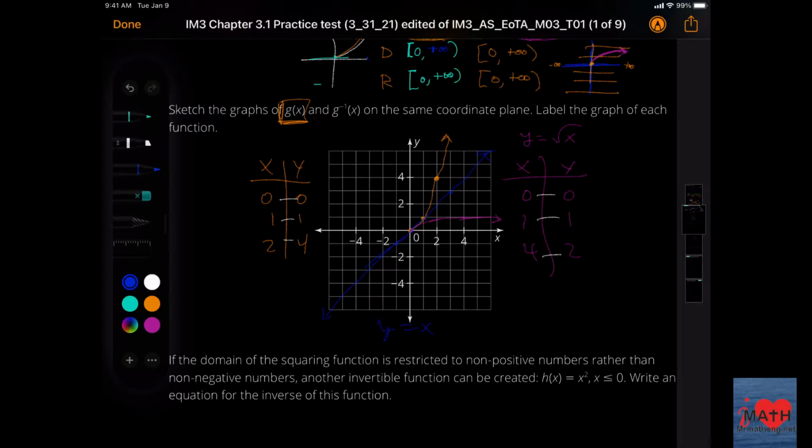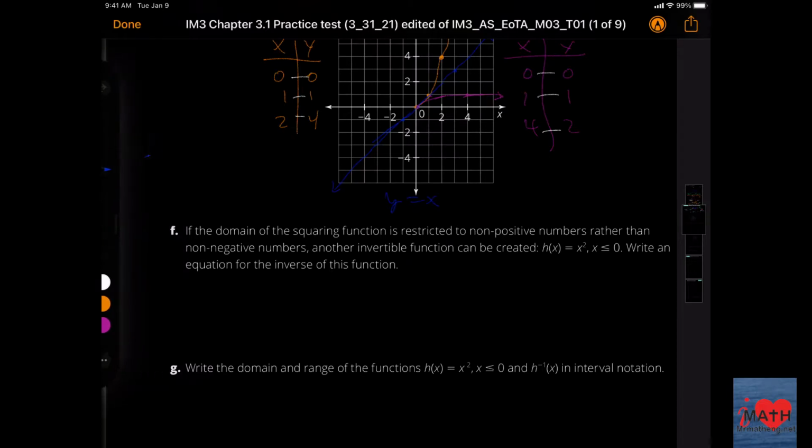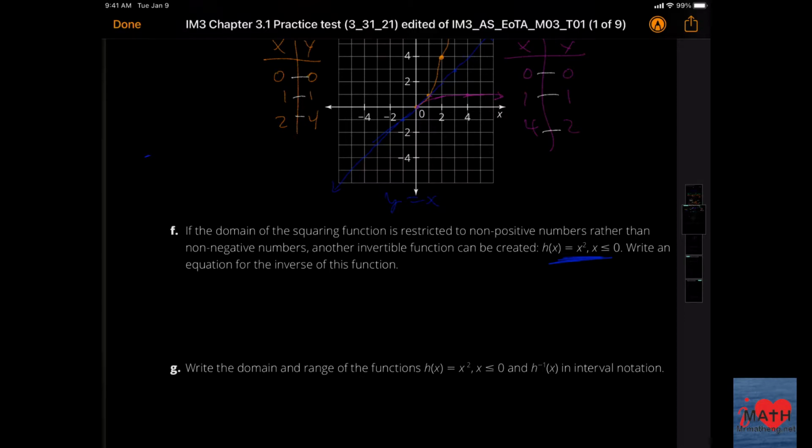Okay? All right. Let's look at 2f now. If the domain of the squaring function is restricted to non-positive numbers rather than non-negative numbers, another invertible function can be created. H of x equals x squared, x is less than 0. Write an equation for the inverse of that function.